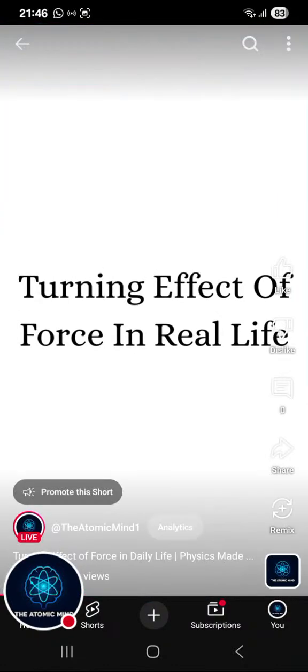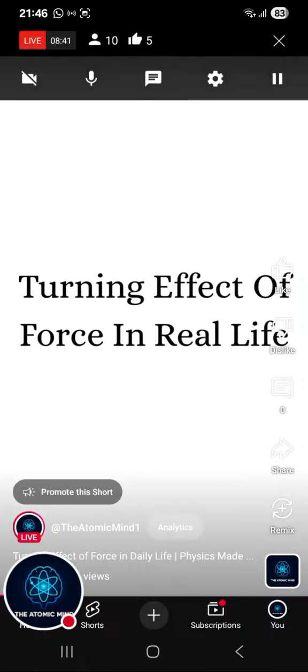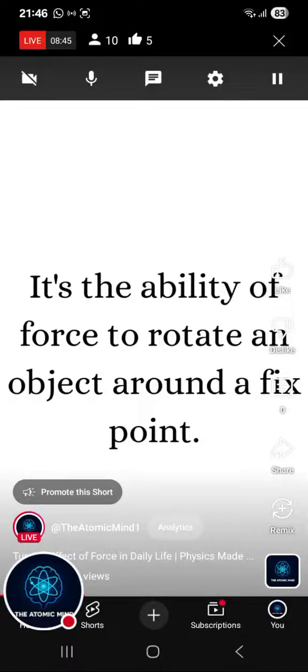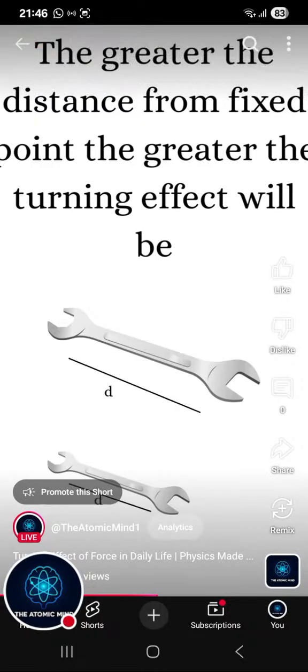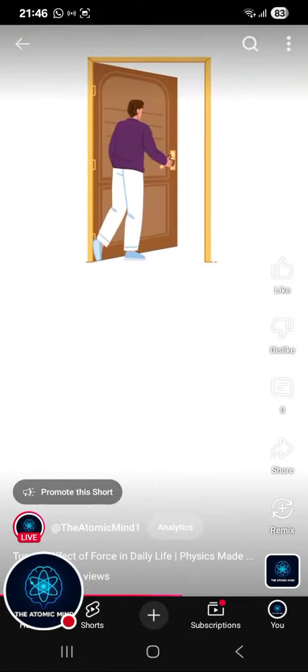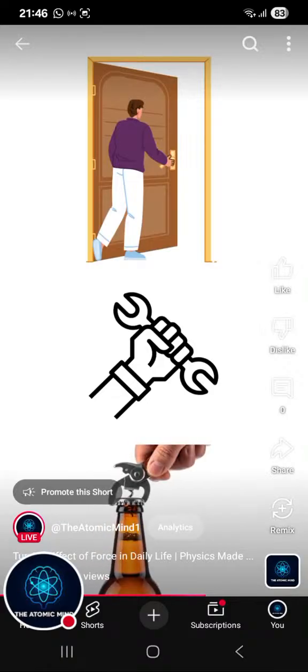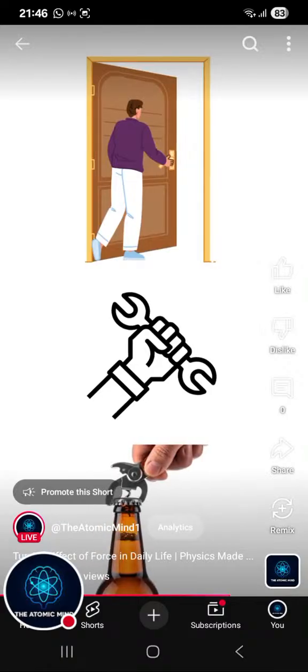What is turning effect of force in daily life? The turning effect is the ability of a force to rotate an object around a fixed point. The greater the distance from the fixed point, the greater the turning effect could be. Examples are opening a door or using a spanner or bottle opener.